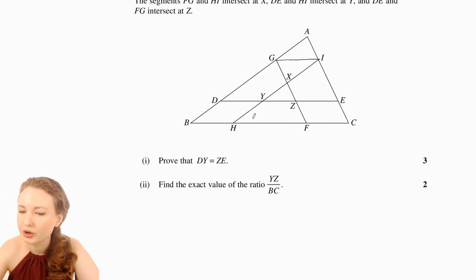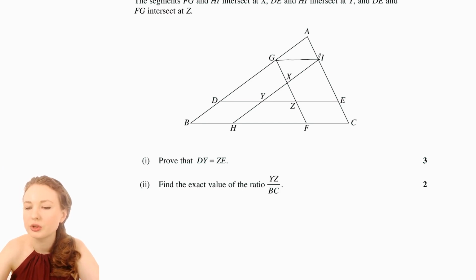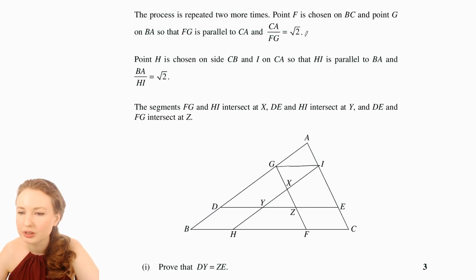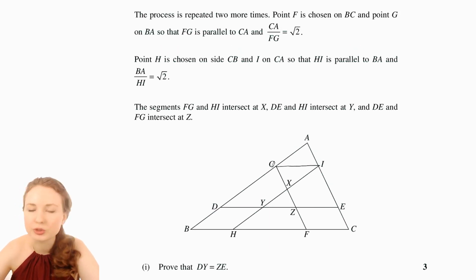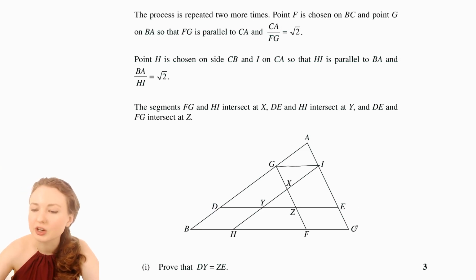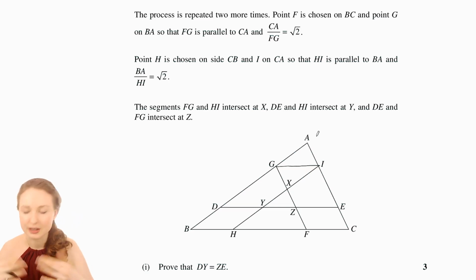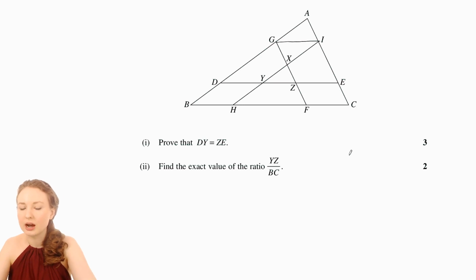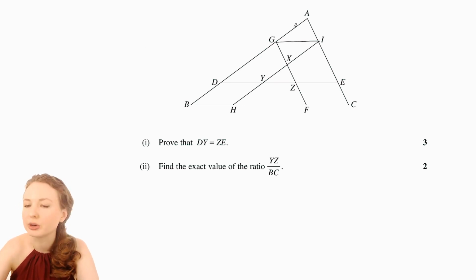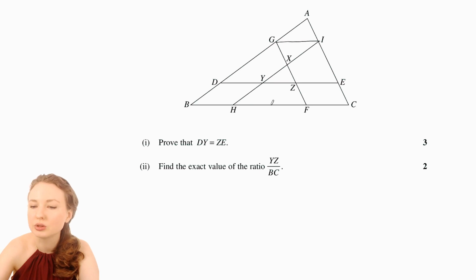So if we want to show that these two are congruent, we could show that each one is similar to the big triangle. And then we've got that factor of root 2 that they told us. So this one is root 2 times smaller than that triangle. And that one's also root 2 times smaller than that triangle. So that means they're the same size and they're congruent. So let's set that out. So maybe we could start by showing that that one is similar to that one.